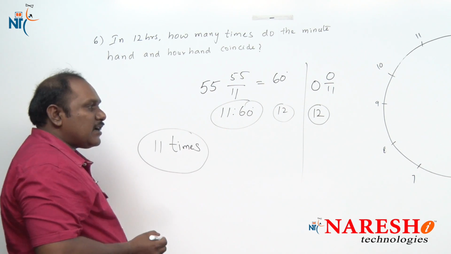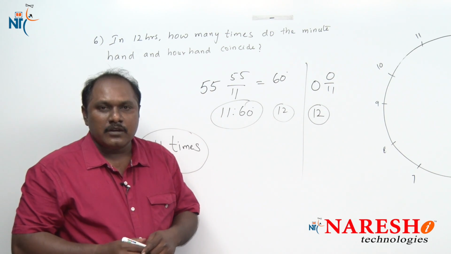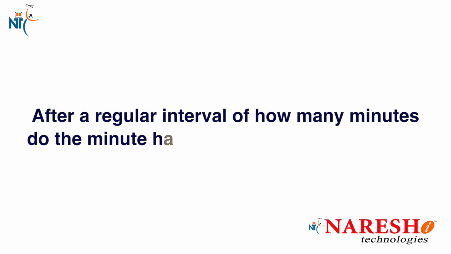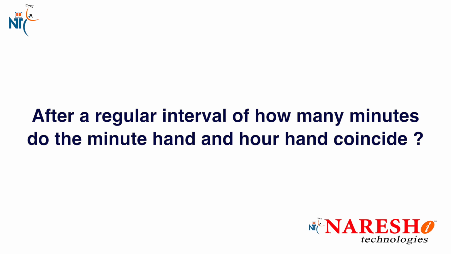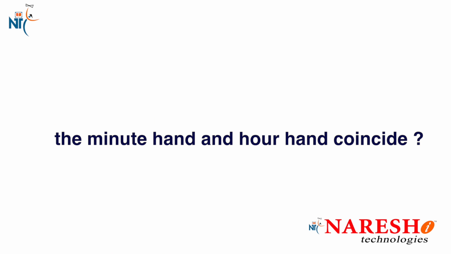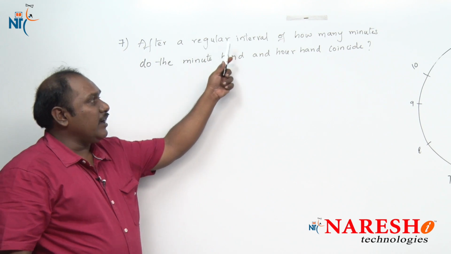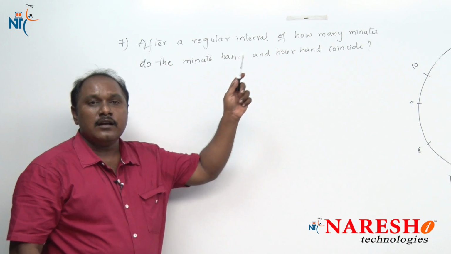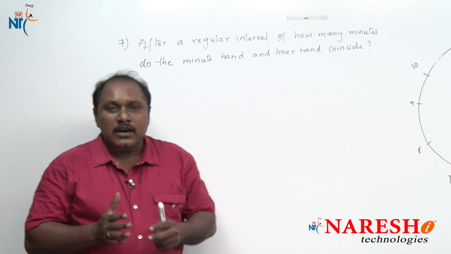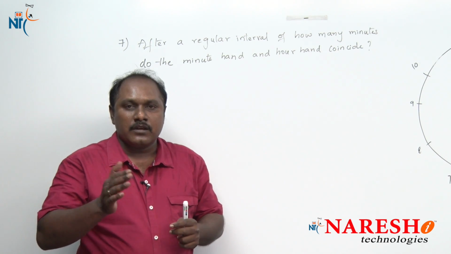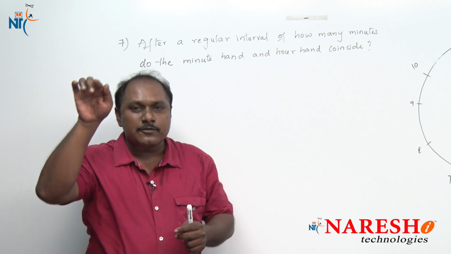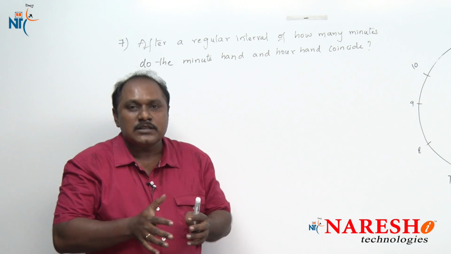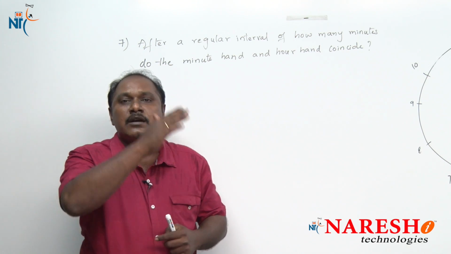Now this question was asked many a times in many exams. Now let us discuss the next question in this chapter. After a regular interval of how many minutes do the minute hand and hour hand coincide? Now we know that the minute hand moves fast. The minute hand comes and coincides with the hour hand and it again goes away. Again it will come and coincide.